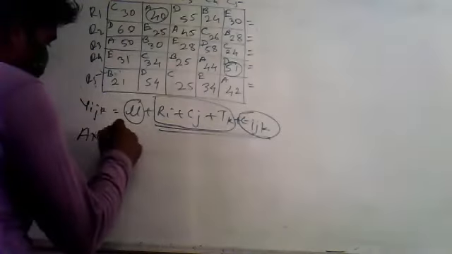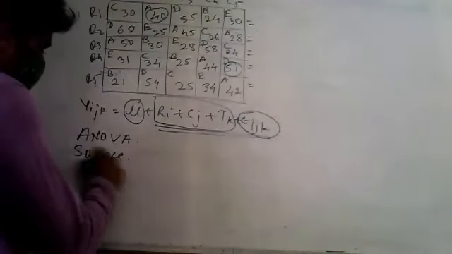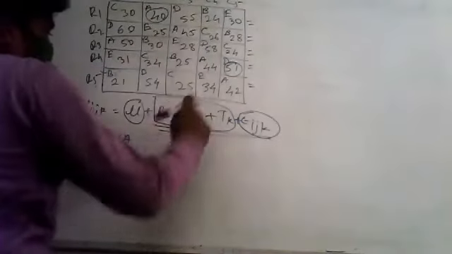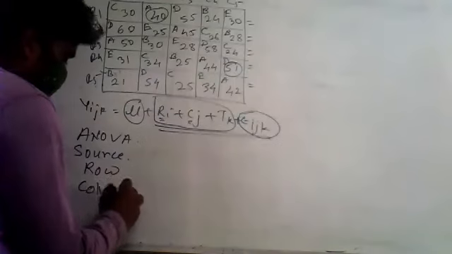So, ANOVA. First column is source. First source is row. Second source is column. Third source is treatment. Then error, and then total.